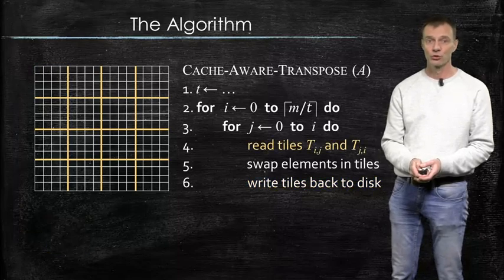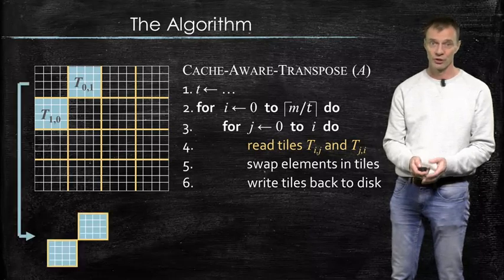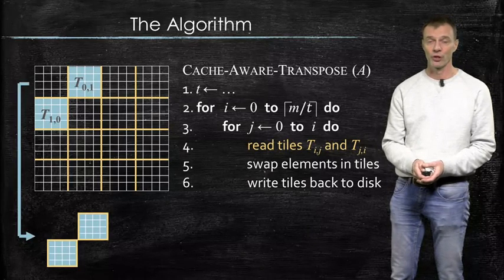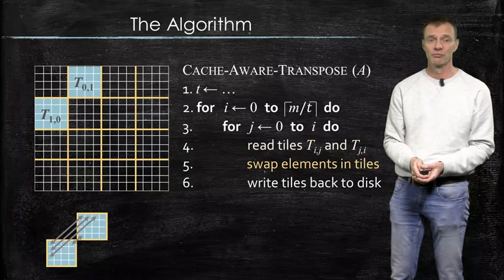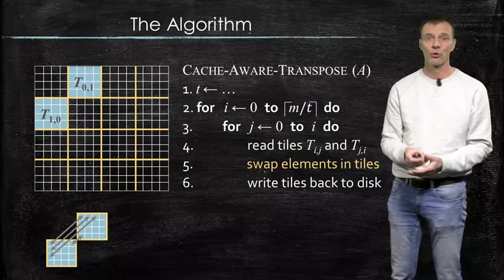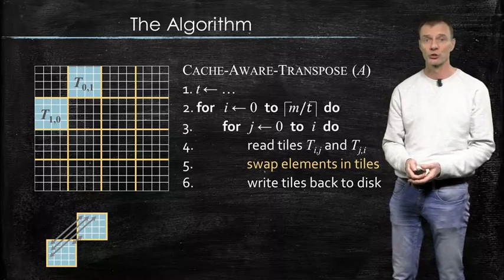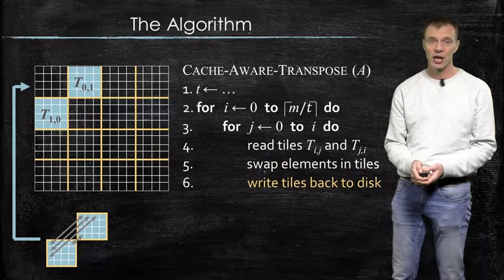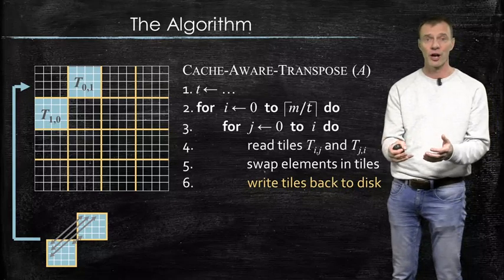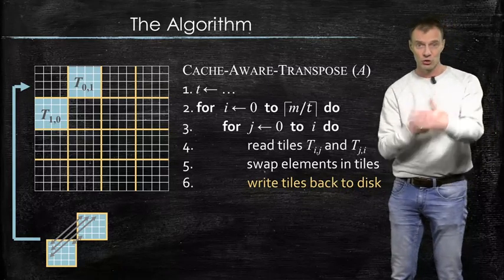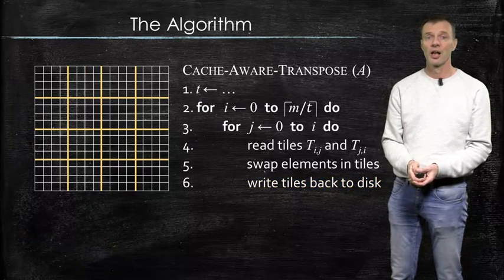Then I go to the next pair of tiles, t01 and t10. Together they fit into the internal memory, so I read everything into the internal memory and swap everything. As you see here, I didn't draw all the arrows because it would be a bit cluttered, but all the elements are swapped as they should be to get the transpose. After I've done this, I write it back to the external memory. I do this for all the tiles: read it in, it fits completely, swap everything, and write it back. So this is the algorithm, fairly simple.